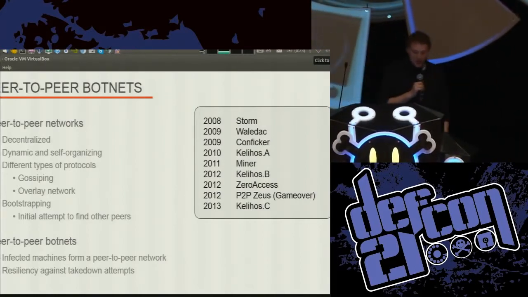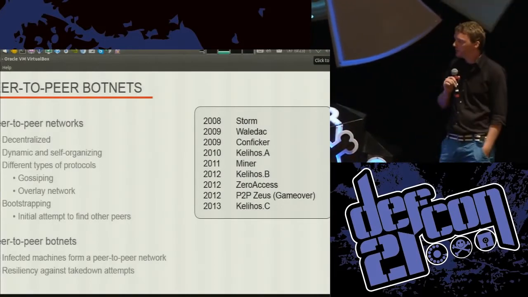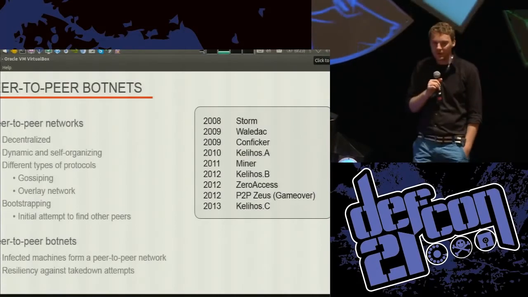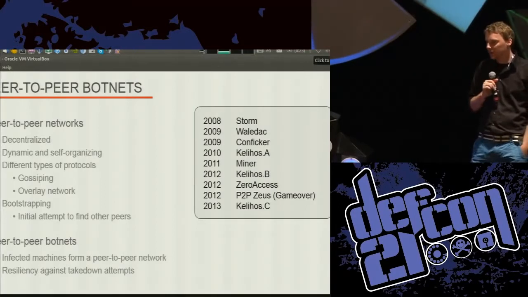Yeah, speaking of that box, that's my own private history of peer-to-peer botnets I analyzed. So I started in 2008 with the Storm worm, which used the eDonkey network or Kademlia network or protocol together with some other people. Some of them are here in this room.